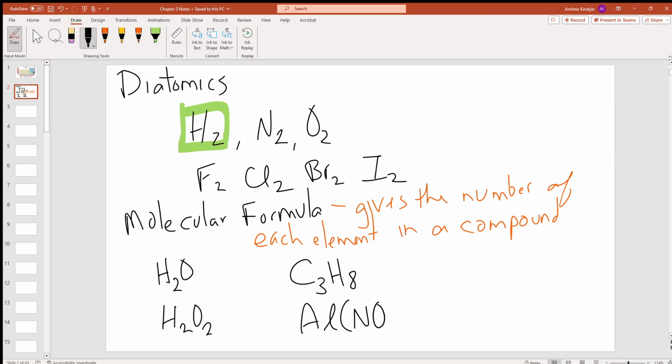Sometimes we might see a group inside parentheses within our formula. So this compound, for example, has 1 aluminum, but the second part, the NO3, is in parentheses. So that means we have 3 of this entire group. So 3 nitrogen. And then because there's 3 oxygen inside the parentheses and we have 3 of this group, we'd have a total of 9 oxygens.